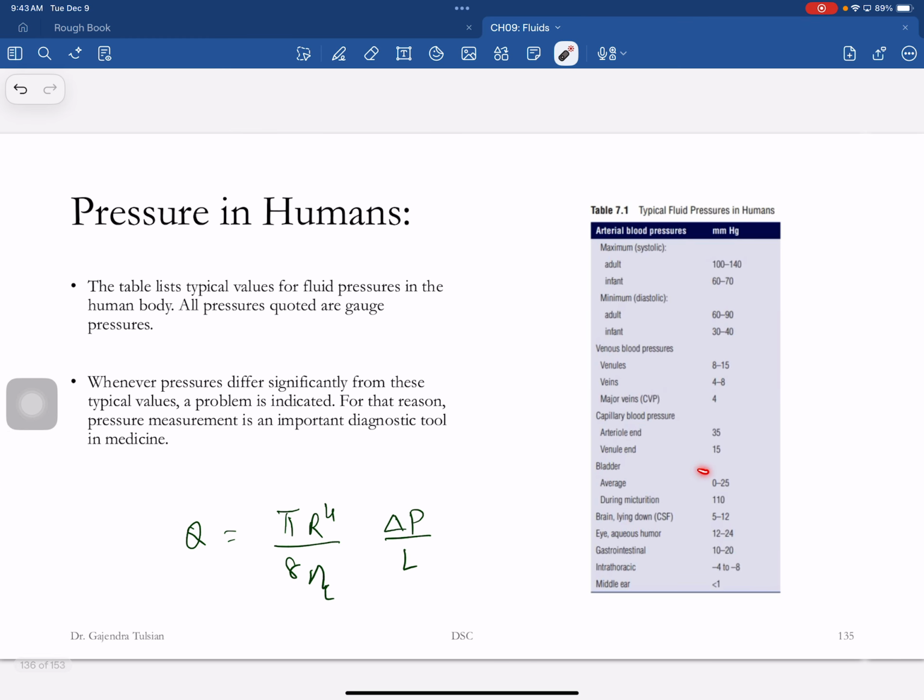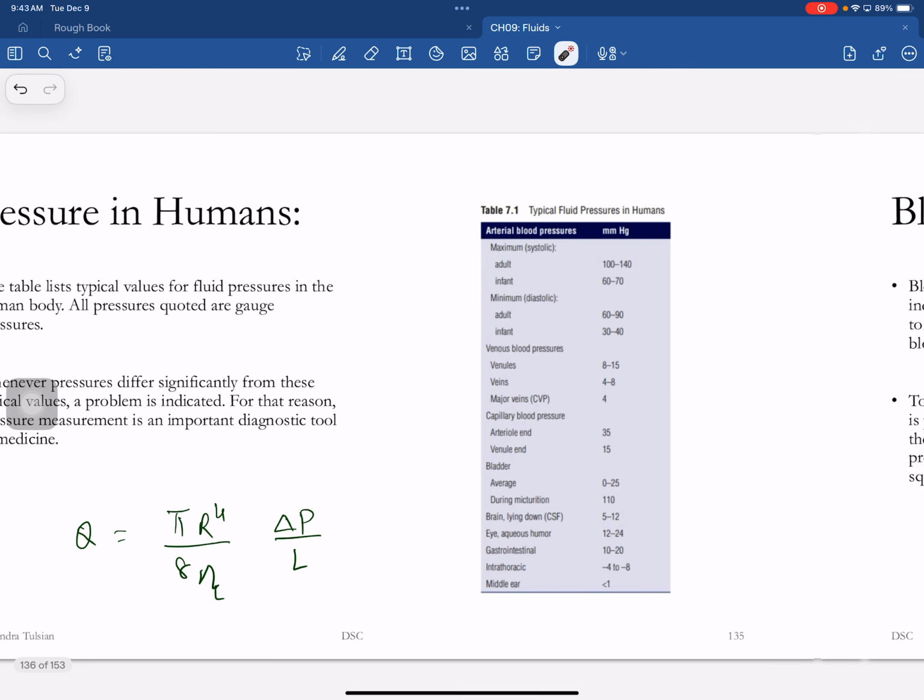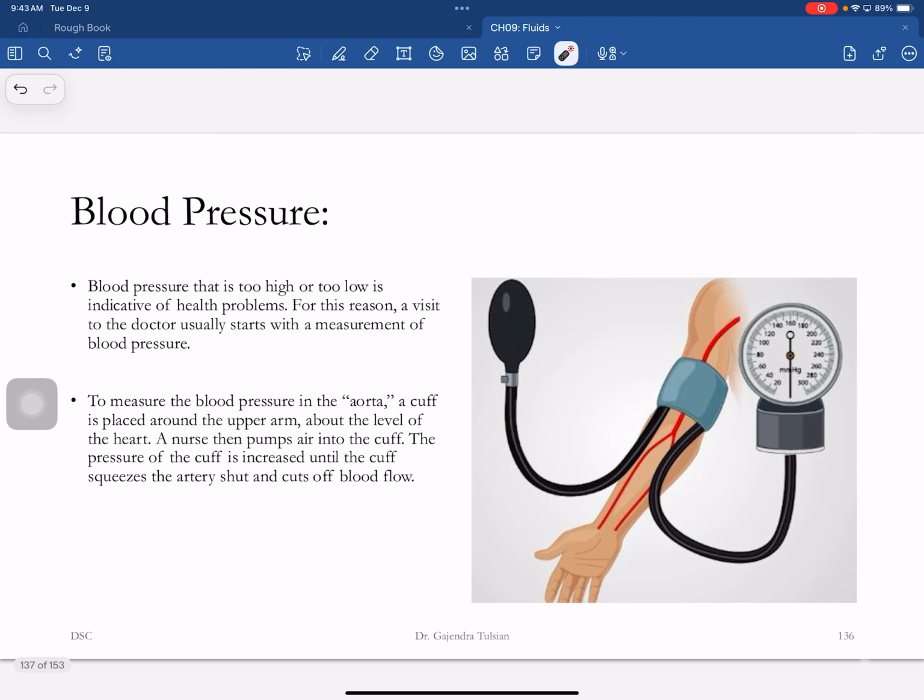By the way, there are other pressures here. Your eyeballs are kept spherical, so this is the pressure inside your eyeballs, about 15 millimeters of mercury. Again, this is gauge pressure, and so on. We'll come to how the blood is brought back to the heart in a second, but let's talk about how blood pressure is measured.